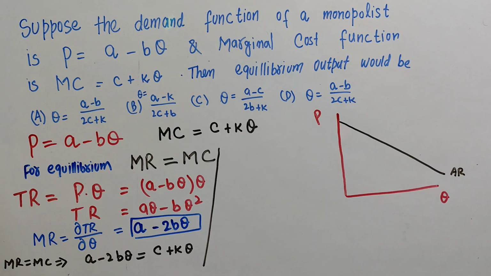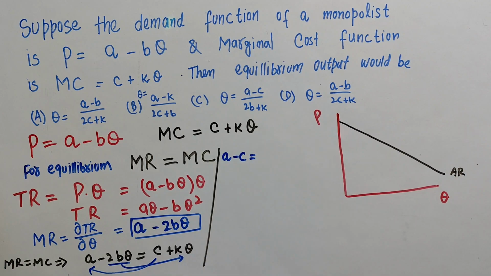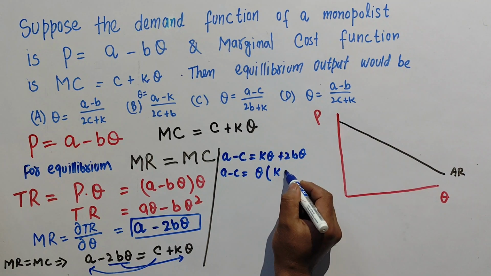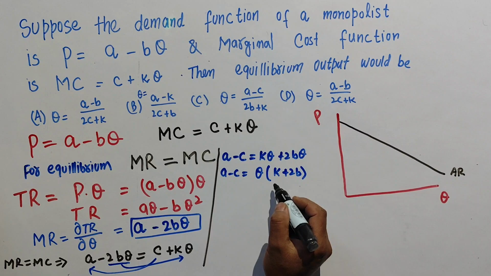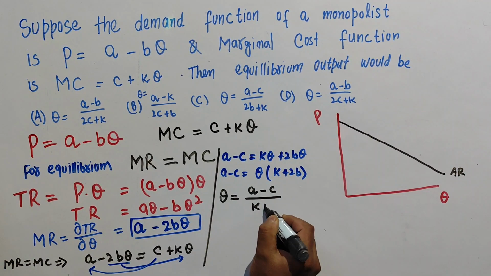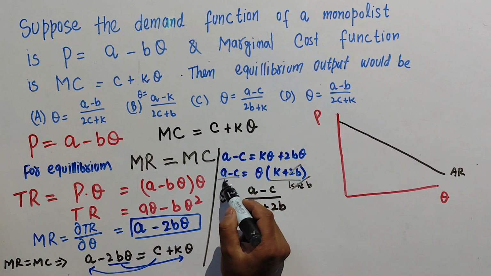Now let us do some rearrangement here. If I transpose the C to the left-hand side and the 2BQ term to the right-hand side, we have A - C = KQ + 2BQ. Taking Q common, A - C = Q(K + 2B). Dividing both sides by K + 2B, the K + 2B gets cancelled on the right, and we are left with Q = (A - C)/(K + 2B).